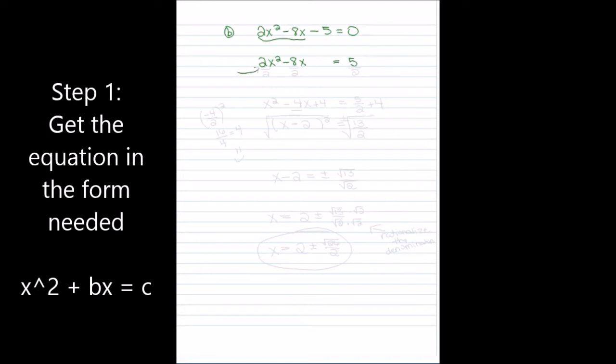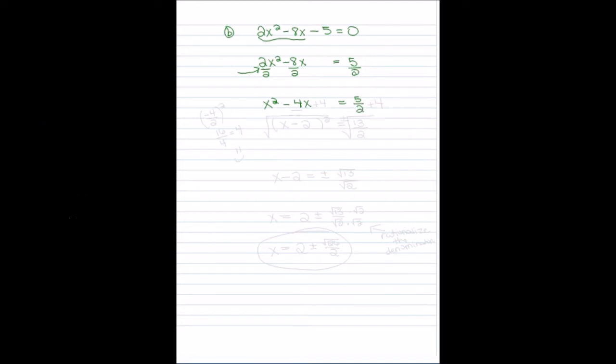And I also need to get rid of this 2 in front of my x squared. So I'm going to divide everything by 2. And once I do that, I get x squared minus 4x equals 5 over 2. Now this is set up in the form that I need. I have x squared minus 4x, and then I have a solid number on the other side. So now it's time to complete the square.